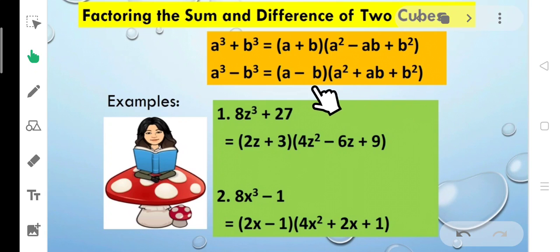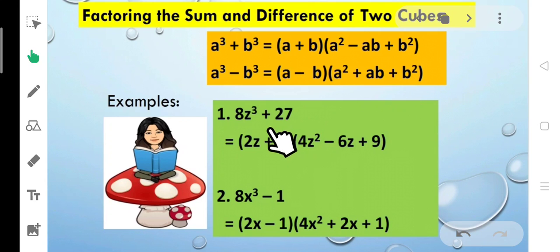by first squaring this first term. So a times the first term in the binomial factor, a times a, is a squared. A times negative b is negative ab, but get the opposite sign, so positive ab. Then for the last term, we have negative b times negative b, that is positive b squared. Just follow these two patterns in factoring the sum and difference of two cubes.